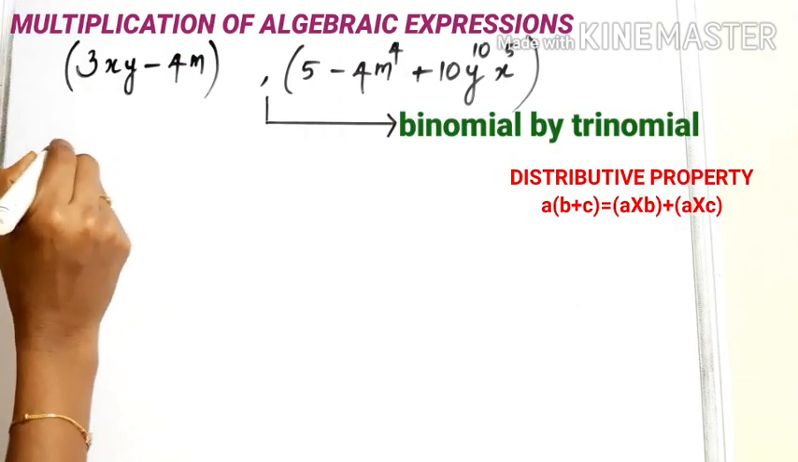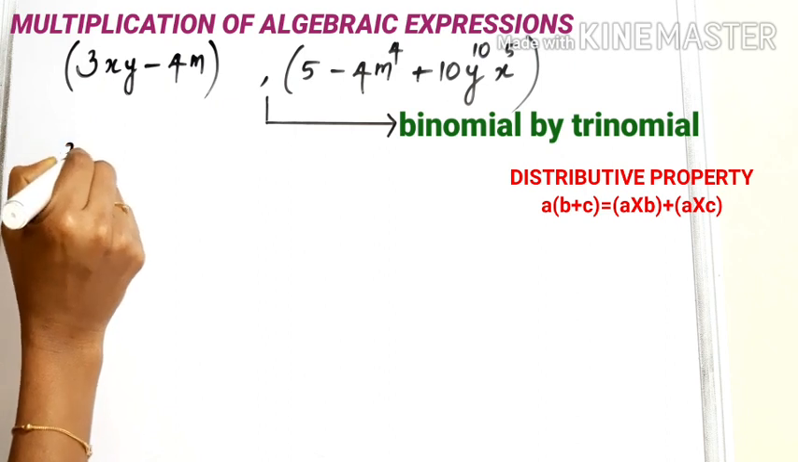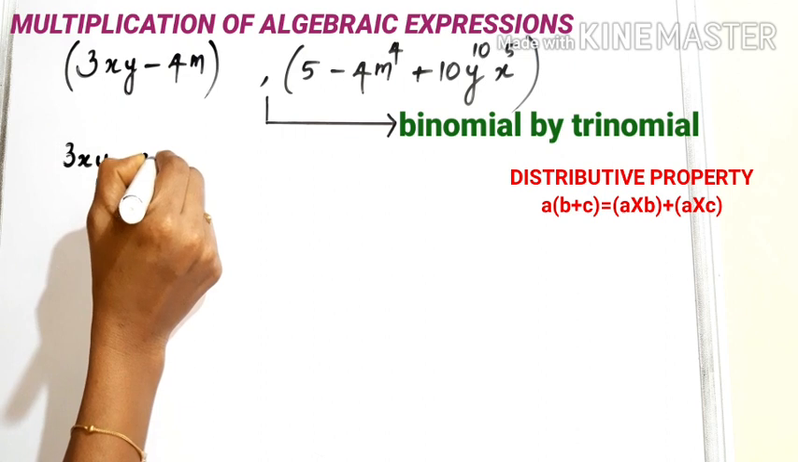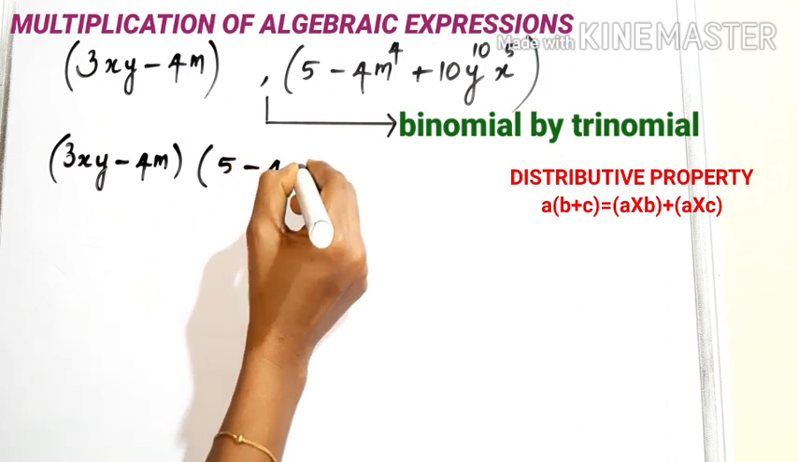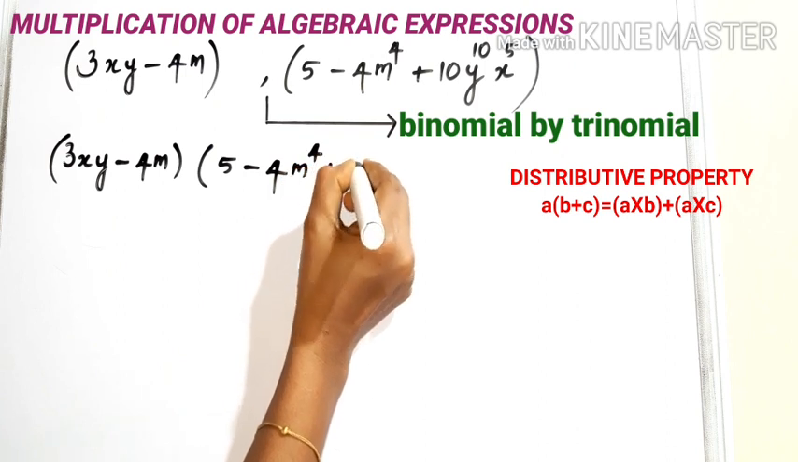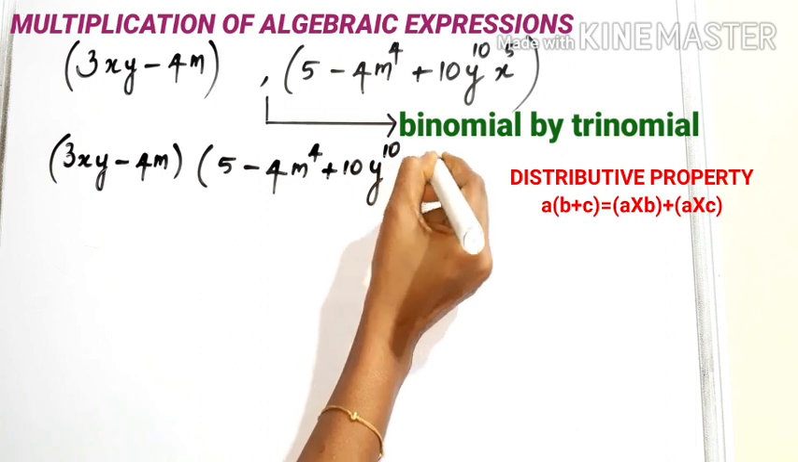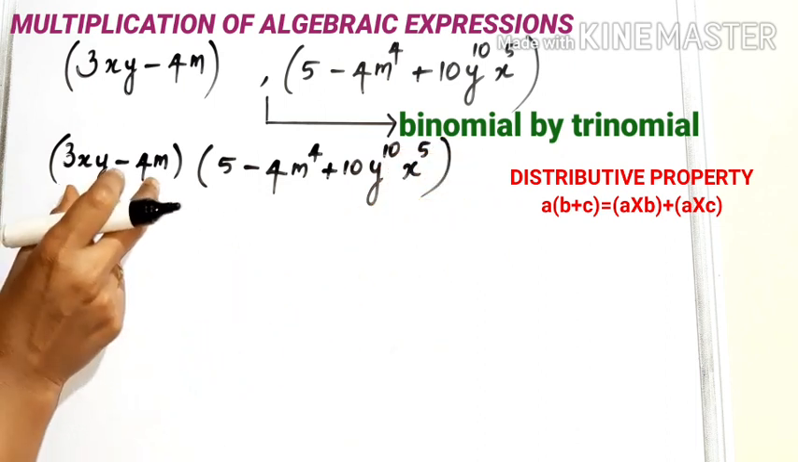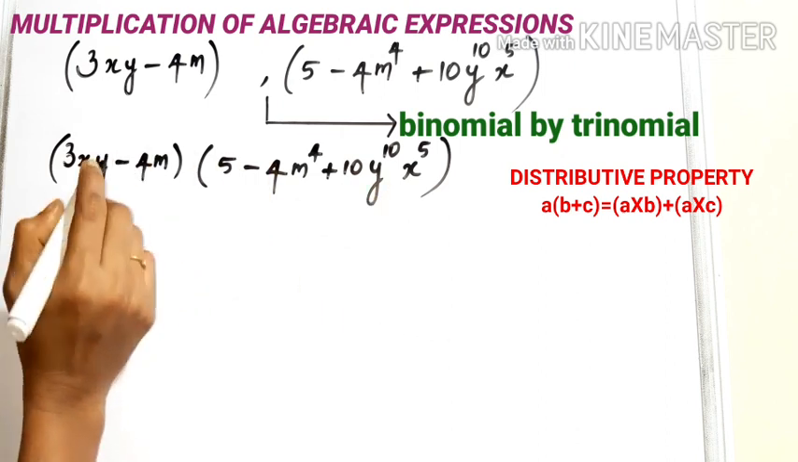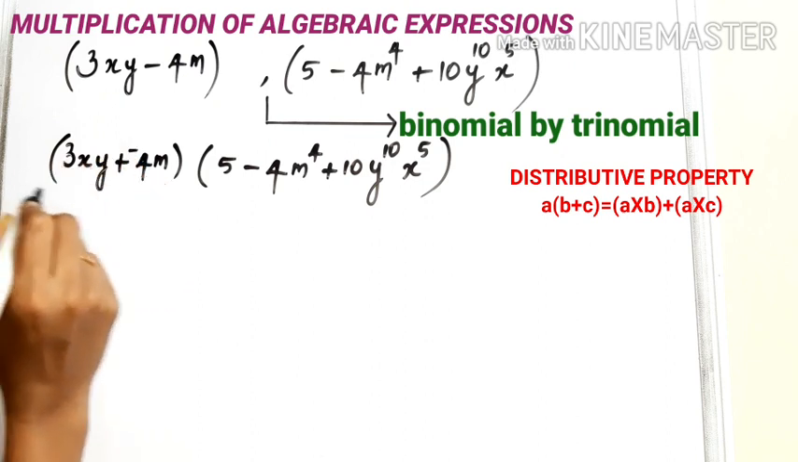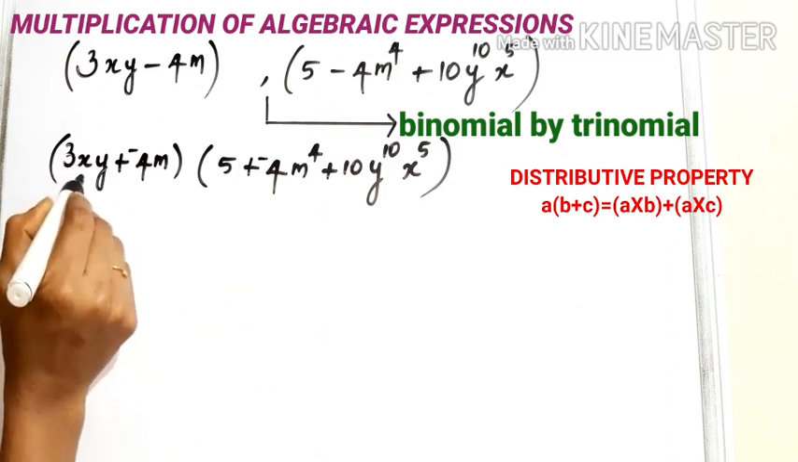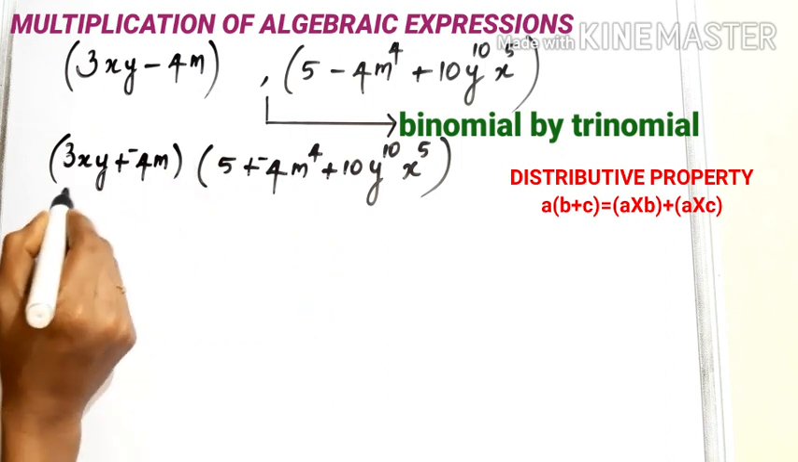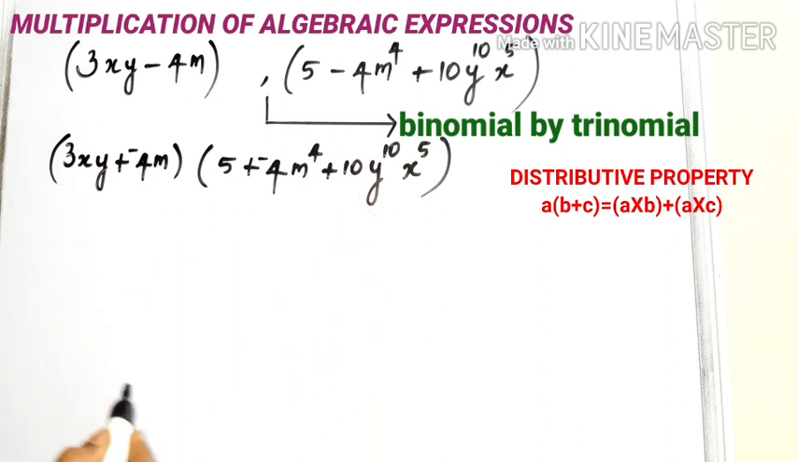Here we have (3xy minus 4m) into (5 minus 4m^4 plus 10y^10 x^5), right? Binomial by trinomial. Okay? Children, you can write it as plus minus 4m. Here, plus minus 4m^4. 3xy into 5, 3xy into minus 4m^4, plus 3xy into 10y^10 x^5. Distributive property familiar, right?